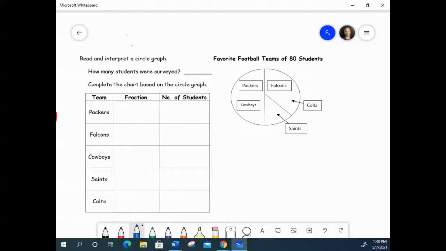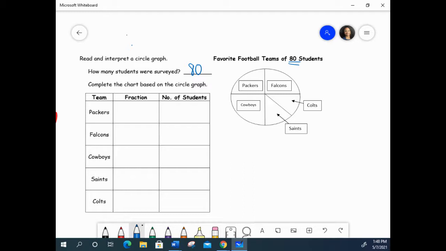All right, so now we're going to go ahead and read and interpret a circle graph. The first thing that we have here says favorite football teams of 80 students. So it's very important to look at this 80 right here. That's what's going to help us determine the different fractions for this circle graph. It says how many students were surveyed. So again, we want to say 80. And now we need to find the fraction and the number of students that are represented in this circle graph.